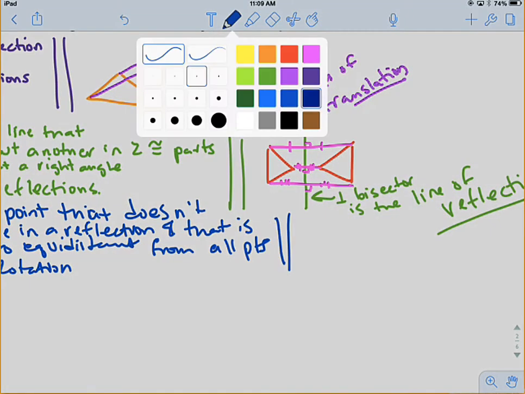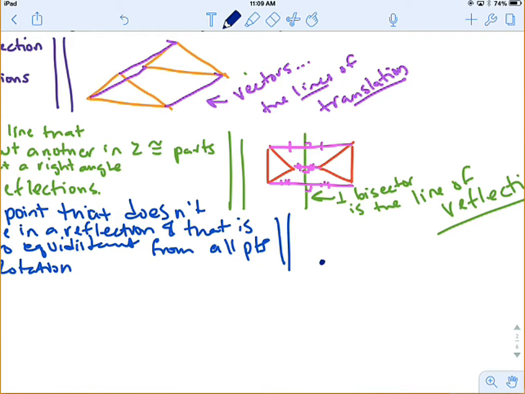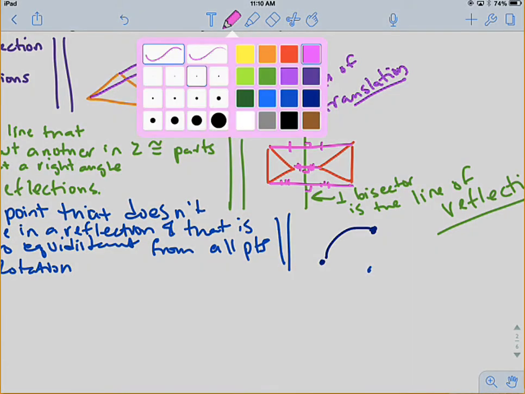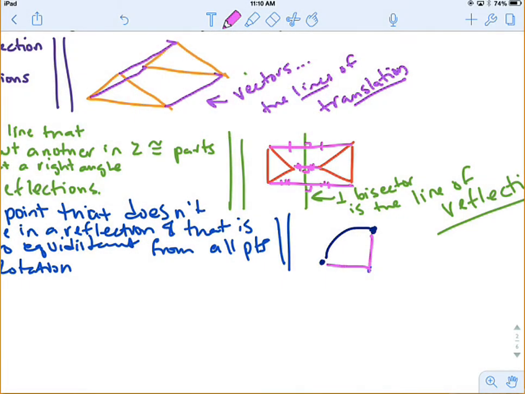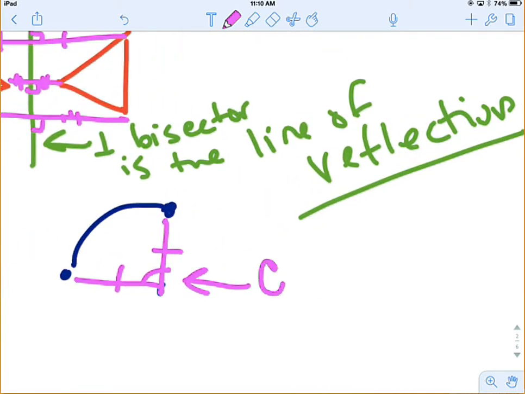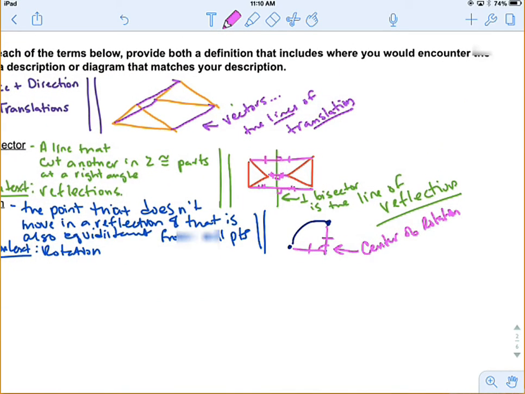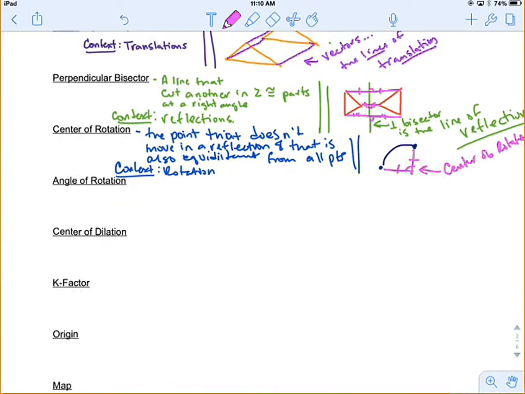Well, if you have, let's say, this point here that I'm rotating, the center of rotation is going to be the point that is equidistant from both of them. Now, this also forms the angle of rotation. But in the end, it's kind of like where all the action is happening. All right, let's keep moving.